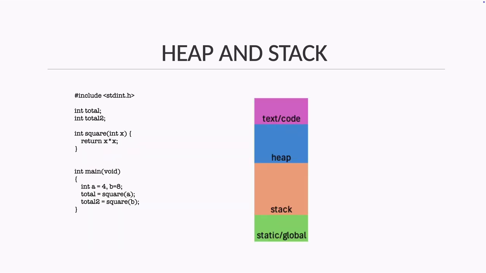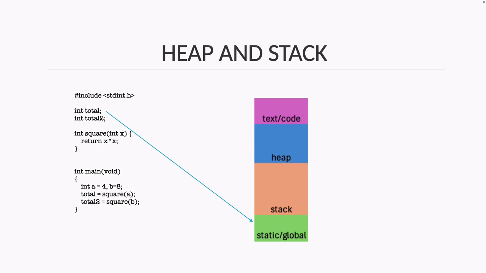Let's look at an example. First, we have two global variables, total and total2. These are stored in the static global section. All global and static variables are stored in this section.